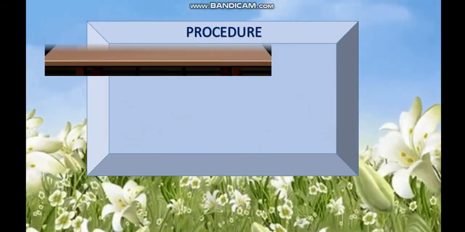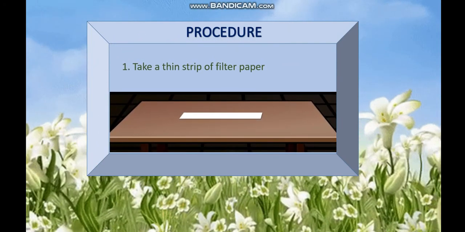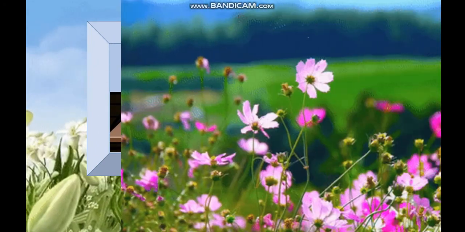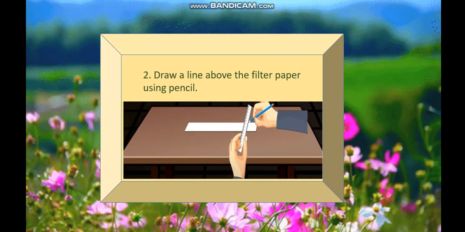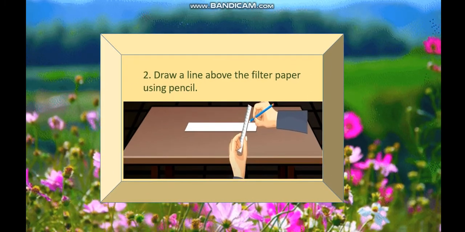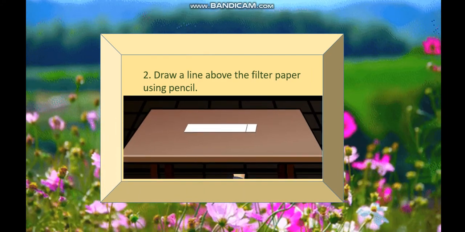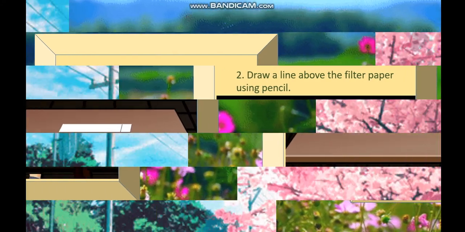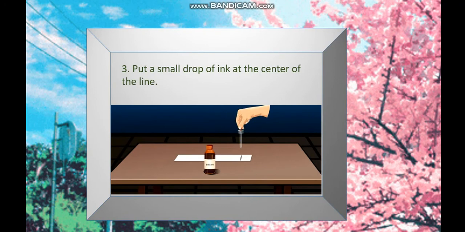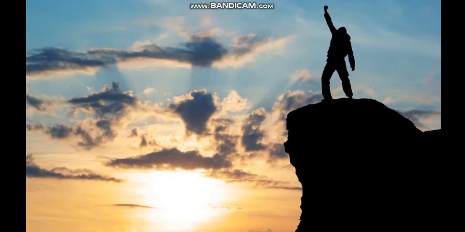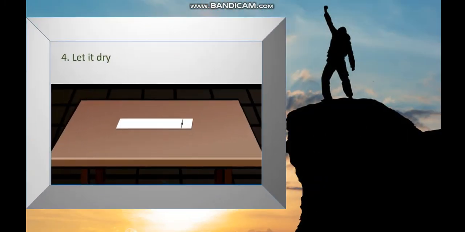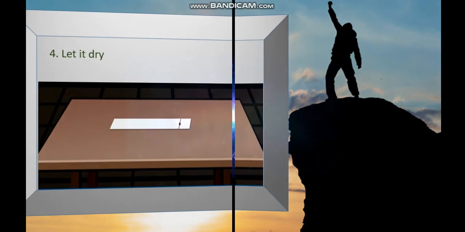Coming to the procedure: first, take a thin strip of filter paper. Draw a line above the bottom of the filter paper using the pencil, as shown in the figure, and the outline should be something like this. Put a small drop of black ink at the center of the line using the dropper, and let it dry for a minute.